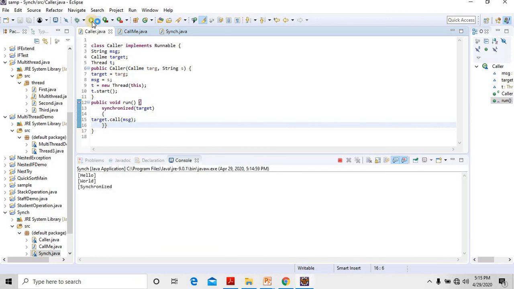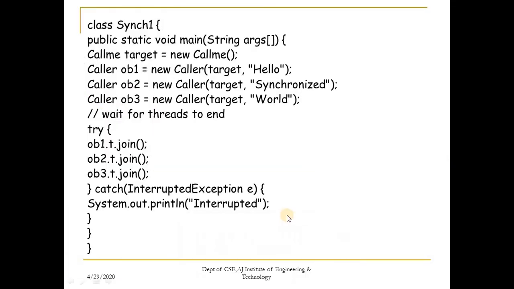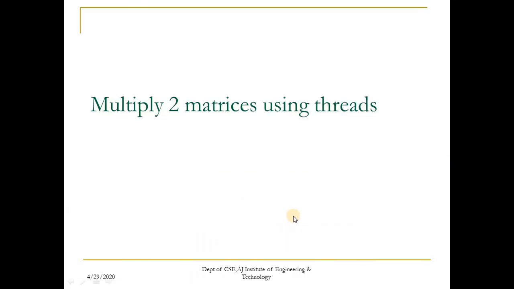This way also you can achieve synchronization. So you can achieve synchronization either by making that method synchronized, that is by adding the keyword synchronized to that method, or by calling that method within the synchronized block. In either way you can achieve synchronization. So that was about this video lecture.